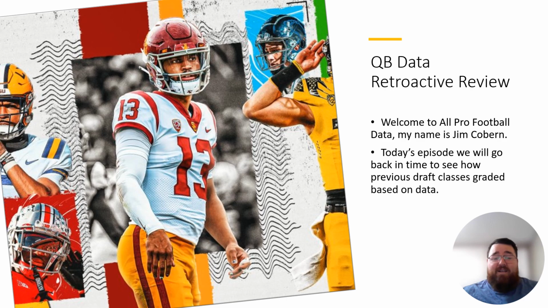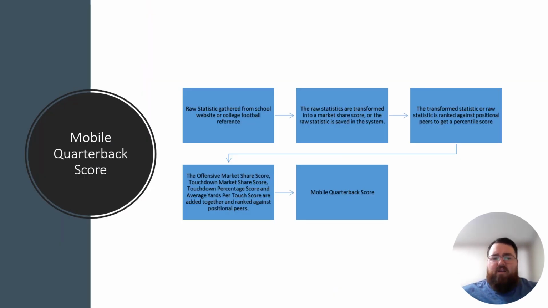So buckle up, guys. Get your popcorn, get whatever other beverages you need, because we're going to look at every single draft class from this year all the way back to 1999 to show you how the data stuff that I do works, some of the limitations to it, and some of the things you need to look at in terms of the differences between, say, a mobile quarterback and a passing quarterback. But with all that out of the way, let's get into how I grade these guys.